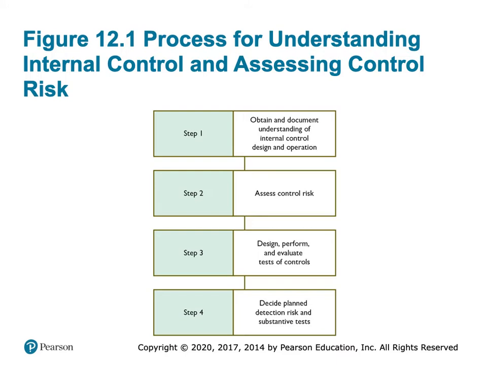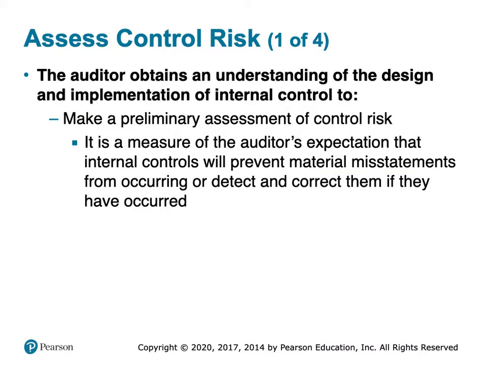So again, you obtain the understanding, you document that, you assess your control risk, then you test the controls, then as a result of the test of controls, you modify your detection risk and substantive risk that you have already assessed in the planning phase. So assessing control risk. You start by making that preliminary assessment in the planning process. It's, what do you expect controls to find? Are they going to be so effective that you're not going to find many errors?